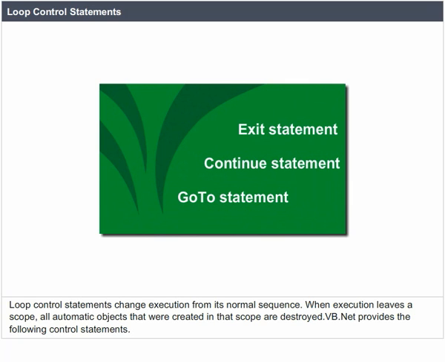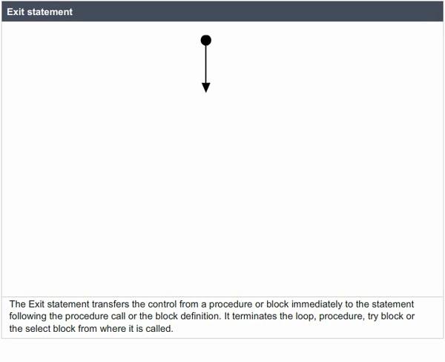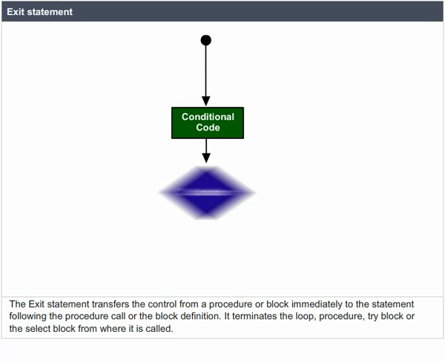Loop control statements change execution from its normal sequence. When execution leaves a scope, all automatic objects that were created in that scope are destroyed. VB.NET provides the following control statements. Exit statement. The exit statement transfers control from a procedure or block immediately to the statement following the procedure call or the block definition.